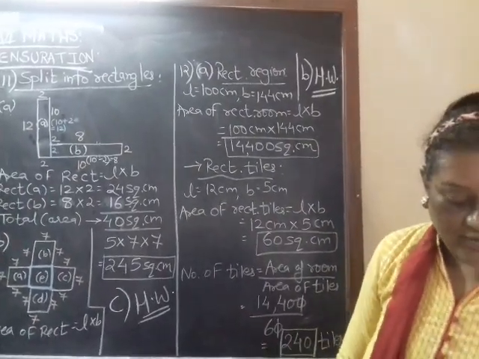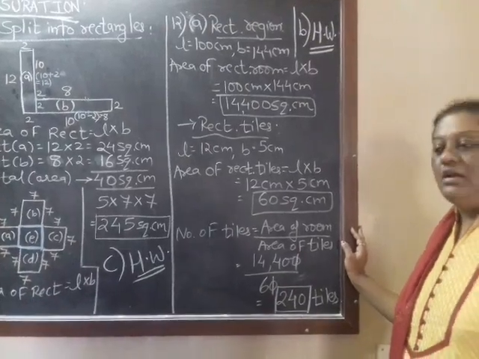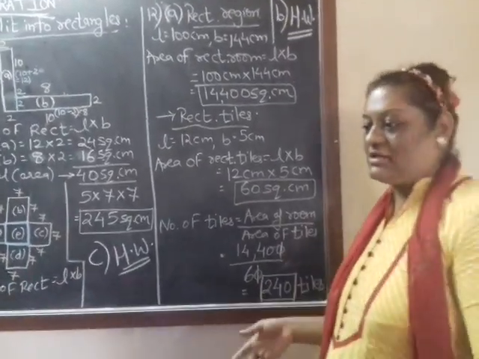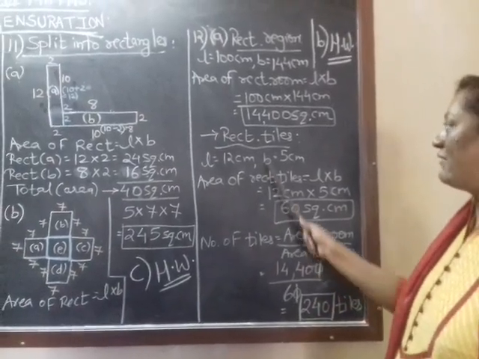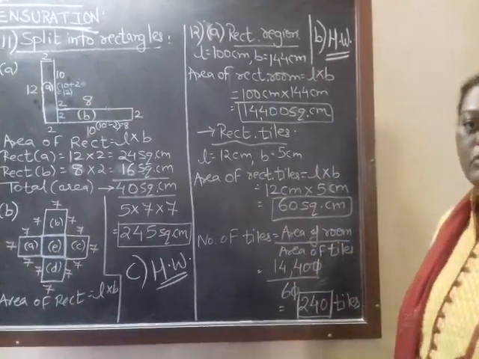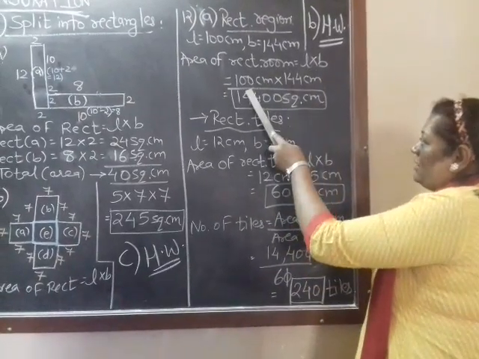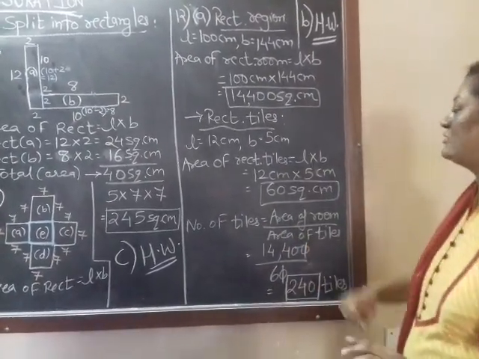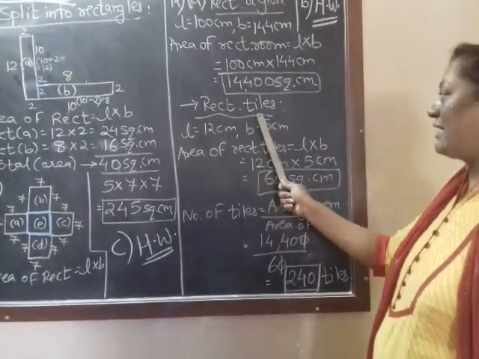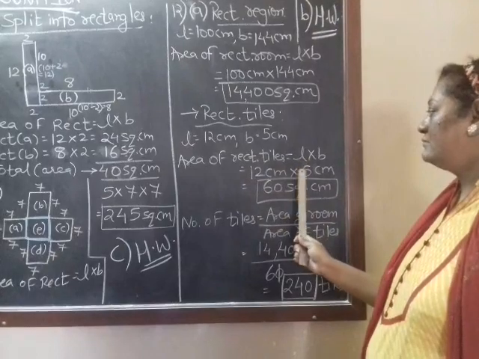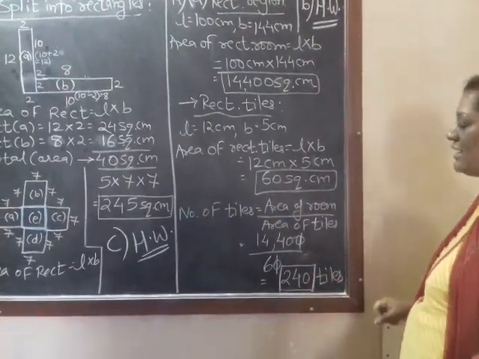Now, as I already explained, when you need to fix the tiles, we use the inner portion or surface of the floor. So, we will go with the area. But how many tiles do we require? We need to find out the area of both floors as well as tiles. So, area of rectangular room L into B, 100 into 144 cm. So, 14,400 square centimeters. Same way with the rectangular tile's area, 12 cm into 5 cm, that is 60 square centimeter.